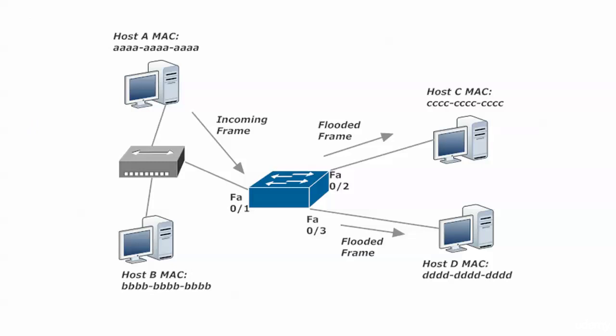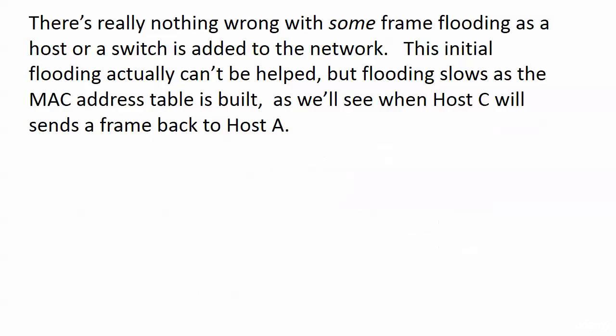One. So the thing is though, with this flooding, it sounds terrible. And if it continued, it would be terrible. But there's really nothing wrong with some frame flooding as a host or a switch is added to the network, because the initial flooding can't actually be helped until the switch builds its MAC address table up. Then the flooding is going to continue, but if things go as they should, that flooding is going to slow very quickly as that MAC address table is built, as we'll see when host C sends a frame back to host A at the beginning of the very next video.